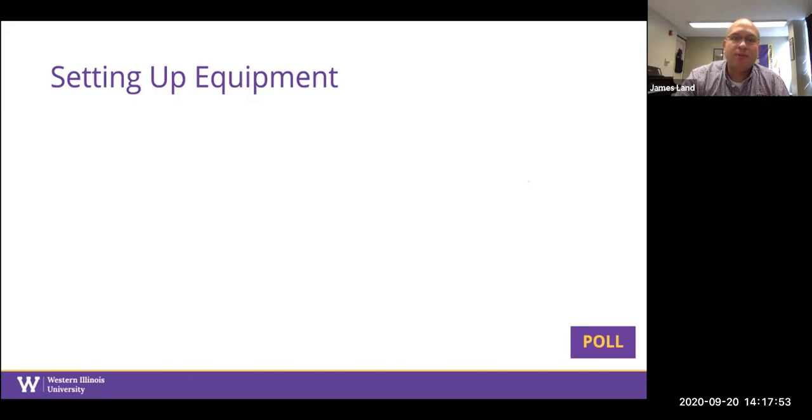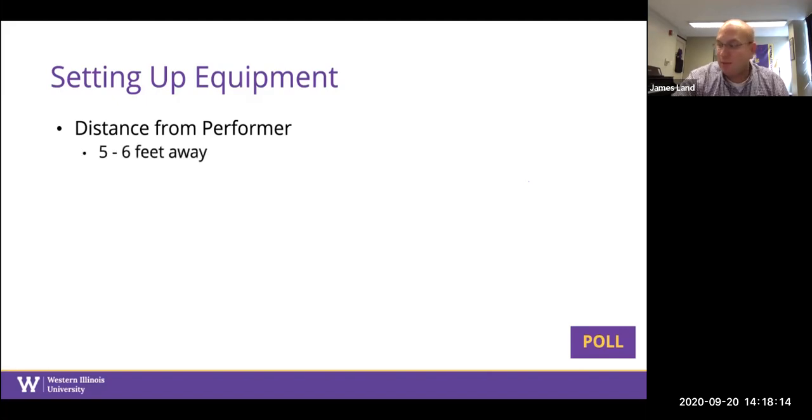Okay, something that we've touched on just a little bit already is how to set up your equipment. As we saw in that very first video that we made, it was not set up very well, both visually and audio-wise. So we want to talk about the distance from the performer, where to set this up. Typically 5 to 6 feet away. That's kind of the sweet spot in general. 5 to 6 feet directly in front of you, okay?